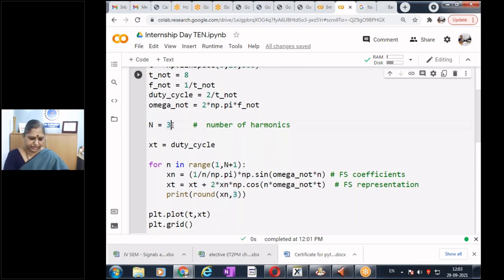Let us say I'll put n equal to 3, and then let me plot. Before plotting, let us first, we'll plot it later, but let us also see what is omega naught. Print omega naught. So we'll run this, and it is running the loop for n in 1 to n plus 1. So my n is 3, so it will go up to 3. Up to 3 is going to print x1, x2, x3. Let's run it, and then let us see the values.